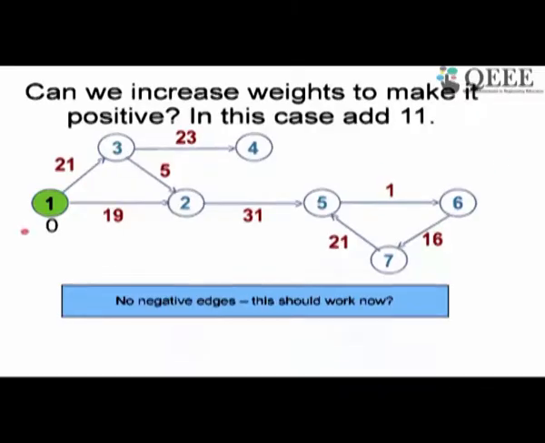So now this is a graph which has no negative edges. We added 11 to everything. So you should apply Dijkstra on this, no? People are saying yes. Does it mean that it will work? Dijkstra's will work on this. Will it find the shortest path?